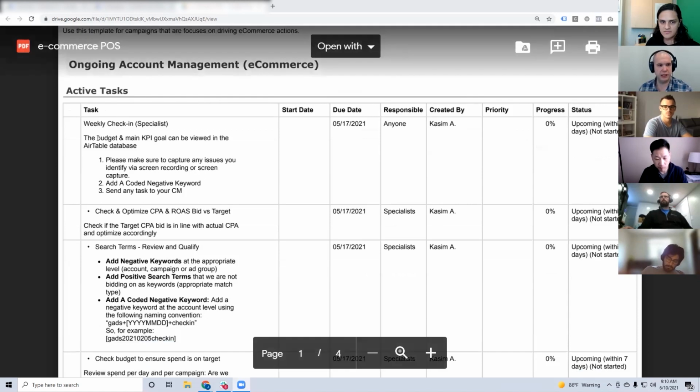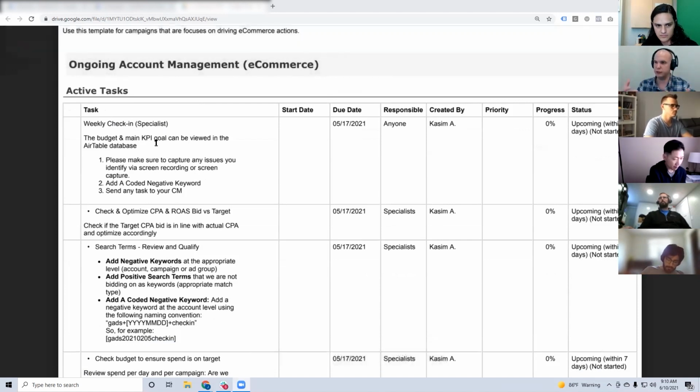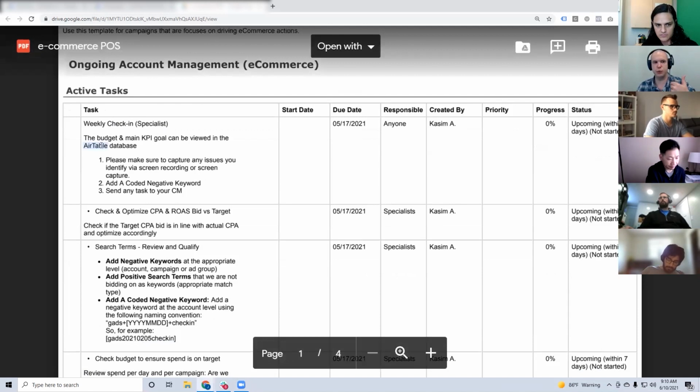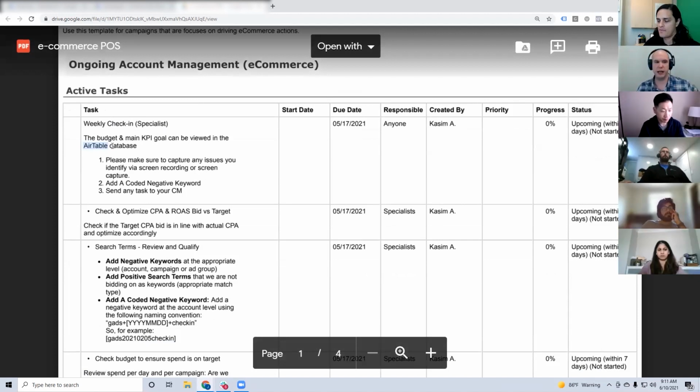So the first one, and I'm just going to go through these. The budget and main KPI goal can be viewed in the Airtable database. This is what you would want to have for yourself. Airtable is a tool that we use to identify all clients, because we have like 140 of them, so we can't just memorize everybody's KPI. But you're going to need your own KPI, your own key performance indicator, to tell whether something is working or not. So you need to have your ROAS goal. You need to have possibly a target CPA. You need to understand what those goals are.